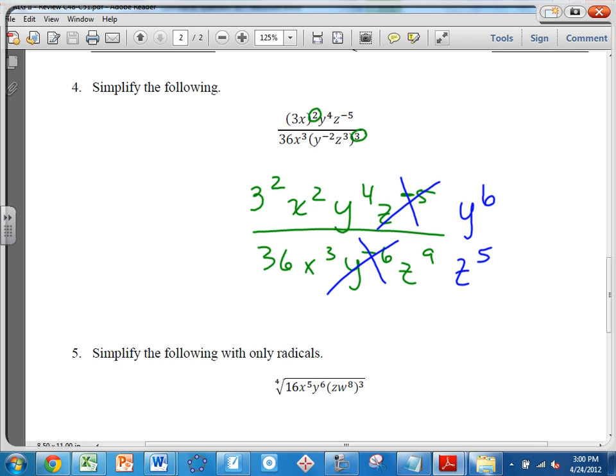You clear on that? Yeah. Now, up top, how many y's do I really have? There are 10 of them, because there are 4 of them here and another 6 of them here. So there are 10 y's up top. How many x's are up top?